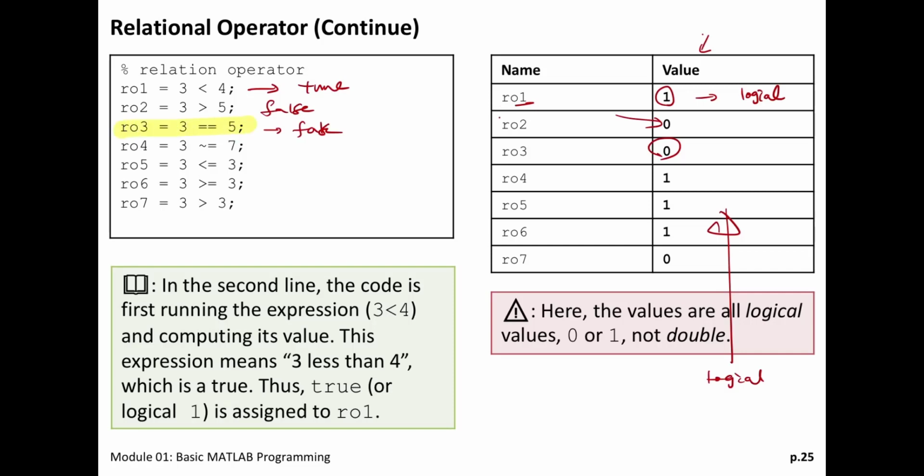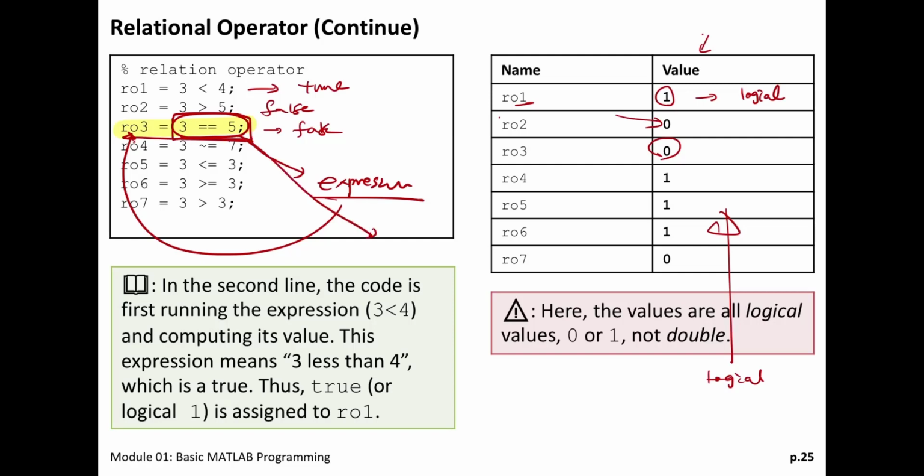But here, don't confuse this part. Basically the order of the operation is that you finish the expression part and then assign the value from the expression to the variable. That's why this is not something like a 3 assigned to the RO3. Basically, you finish the expression part first and then assign this value to the RO3. Okay, don't confuse this operation.